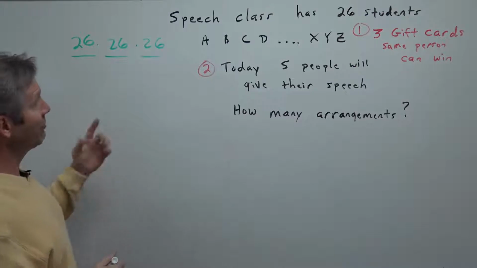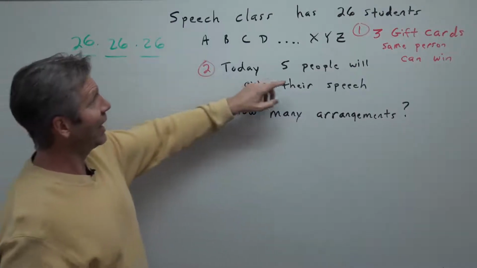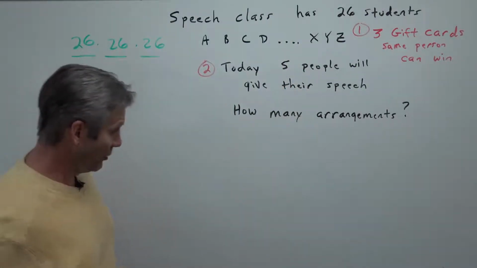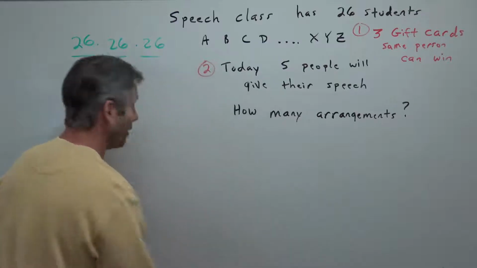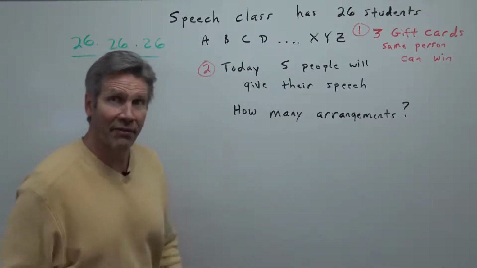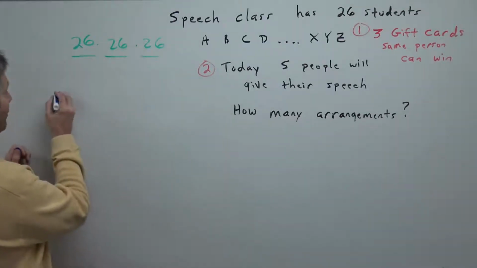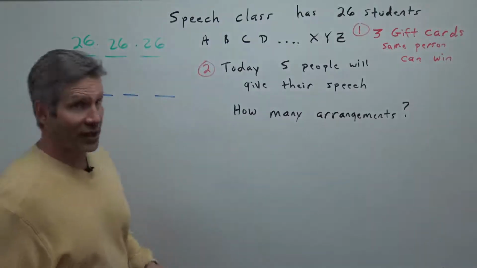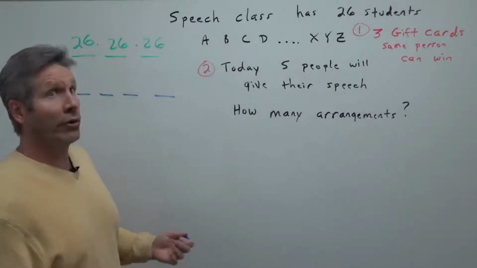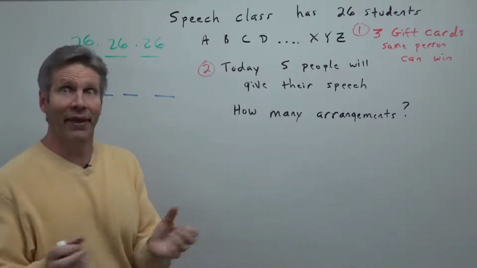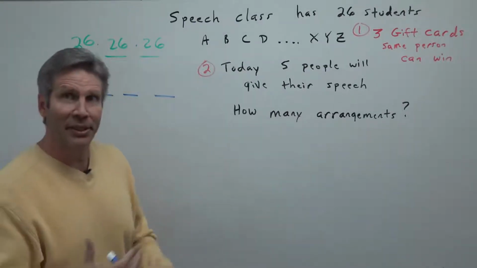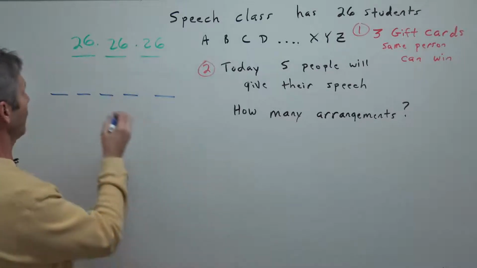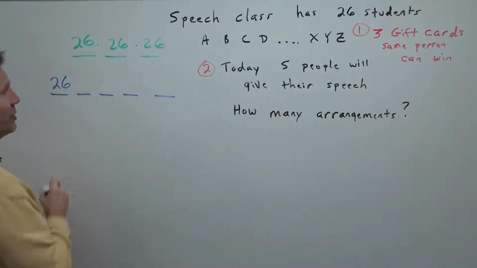But if instead we say, well, today we're going to have 5 students give their speeches. So everybody's going to be given a speech, but we only have time for 5 of them today. How many ways can we have 5 people give their speeches out of 26? And order is important. Whoever's the first one up, they have the nervous task of being the first one to give a speech. So any one of 26 people could be chosen here.